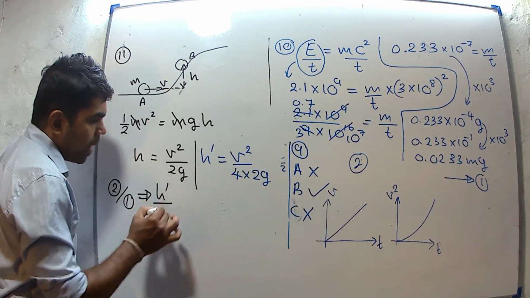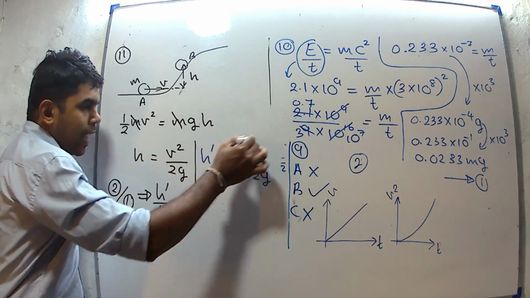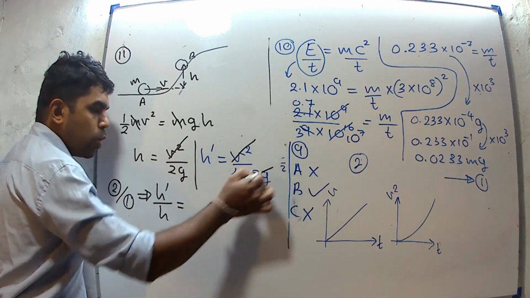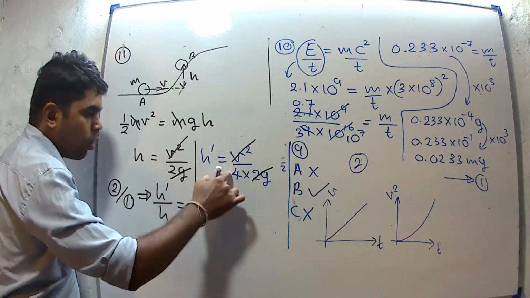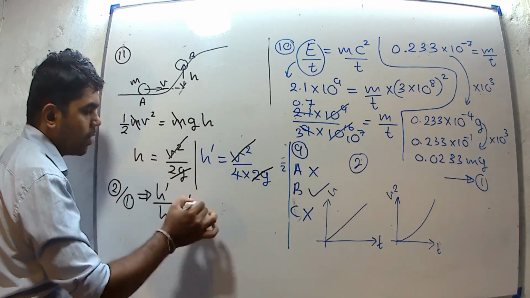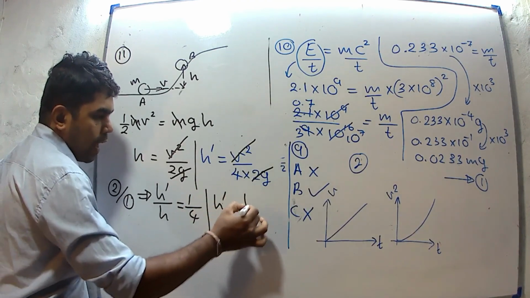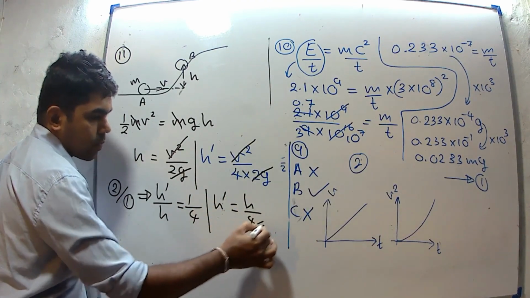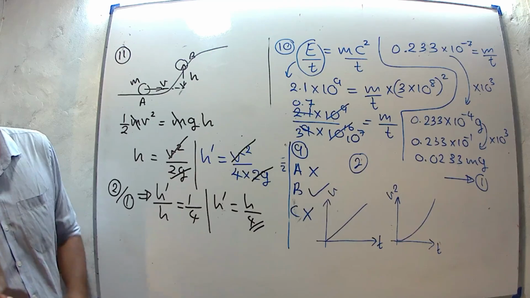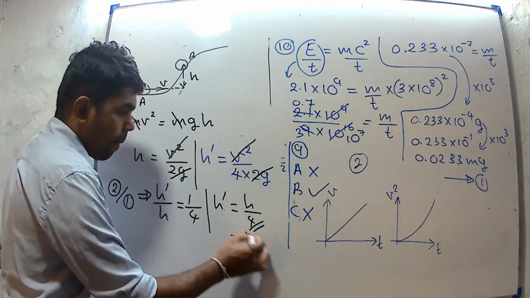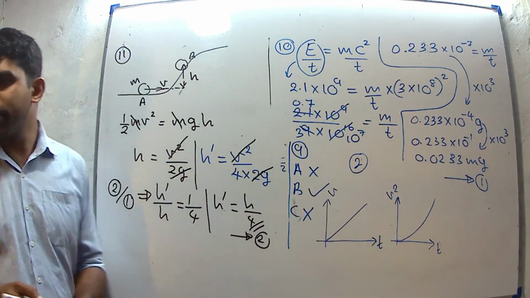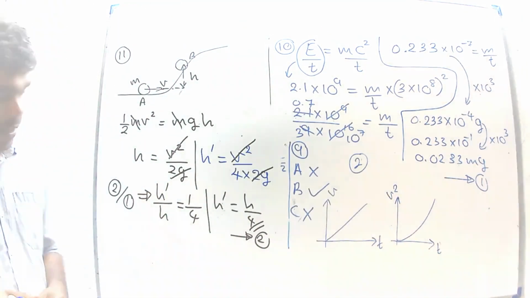h dash divided by h equals, we can cancel out v squared over 2g, 1 over 4 divided by 1. h dash is h divided by 4. h divided by 4 is the second answer. Then the second answer is correct for question number 11.